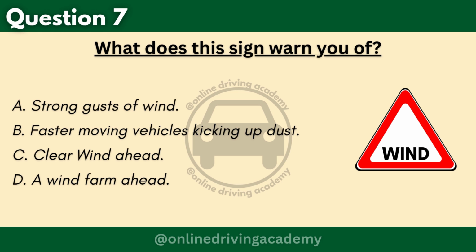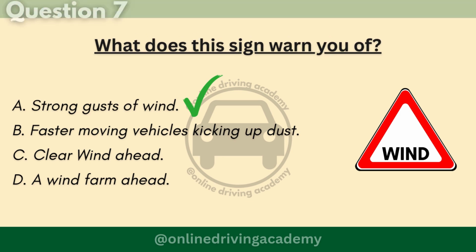Is it option A, strong gusts of wind? Is it option B, faster moving vehicles kicking up dust? Is it option C, clear wind ahead? Or is it option D, a wind farm ahead? Now the correct answer here would be option A, strong gusts of wind ahead.